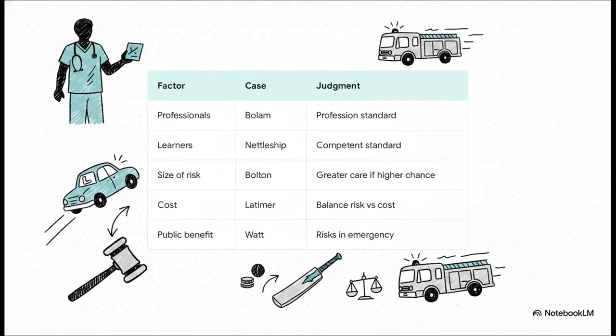So, if we pull all these seemingly chaotic variables together, we can really map out how courts establish the rules. Whether we're talking about a specialized doctor, a panicked learner driver, the odds of a cricket ball going rogue, or a heroic fire crew, the reasonable standard isn't fixed. It's constantly moving and adapting to the raw reality of the situation.